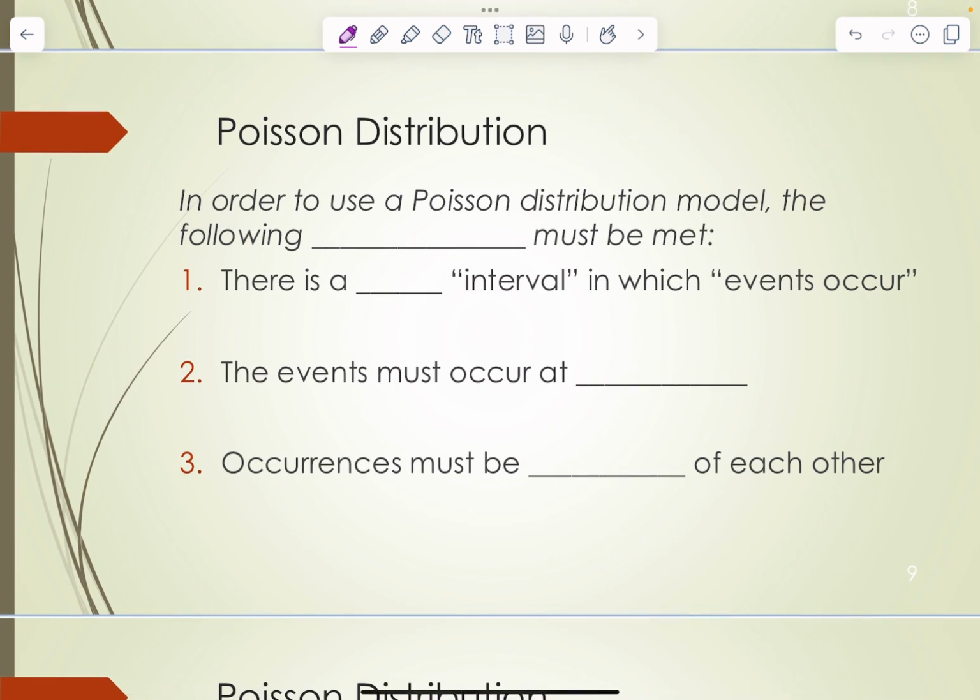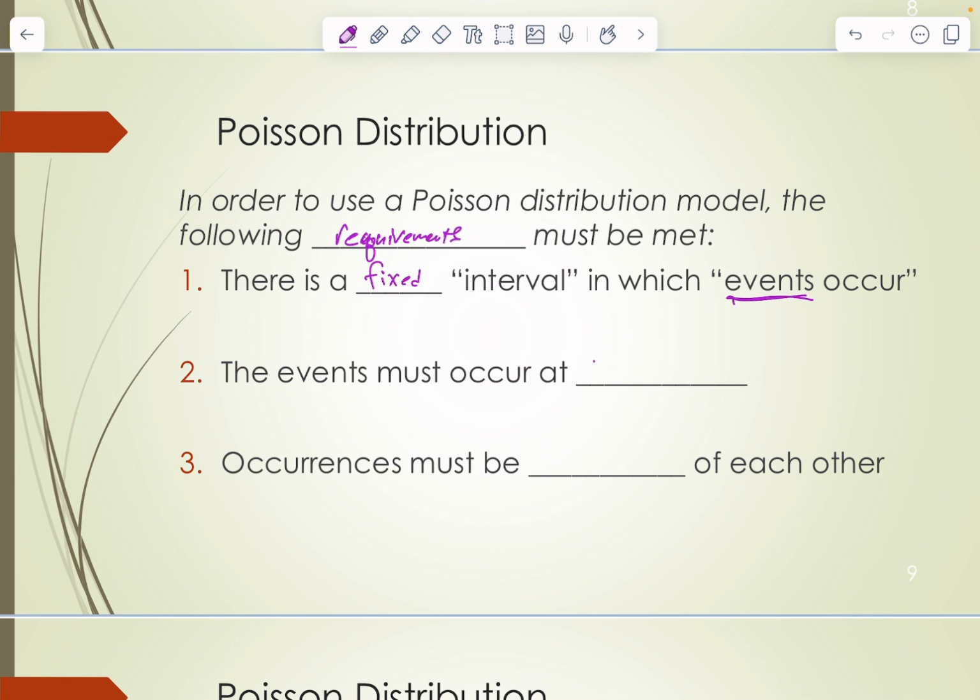Let's talk about the Poisson distribution. To use a Poisson distribution model, the following must be satisfied. There is a fixed interval, not a fixed number of trials this time, a fixed interval. You count how many events occur within that interval, generally an interval of time, such as customers coming into a store. The event would be the customers coming into the store. The interval would be maybe within an hour. How many customers came into the store during that hour or during that day?